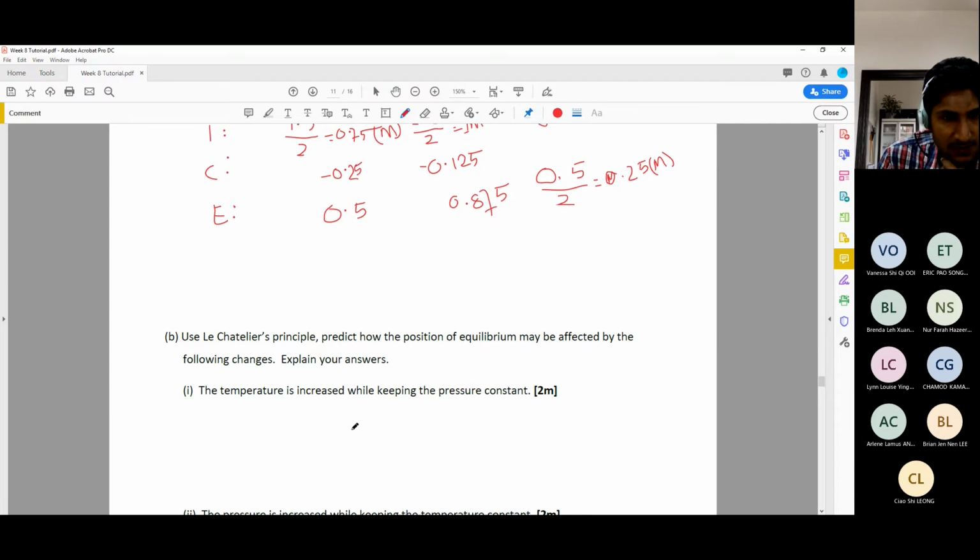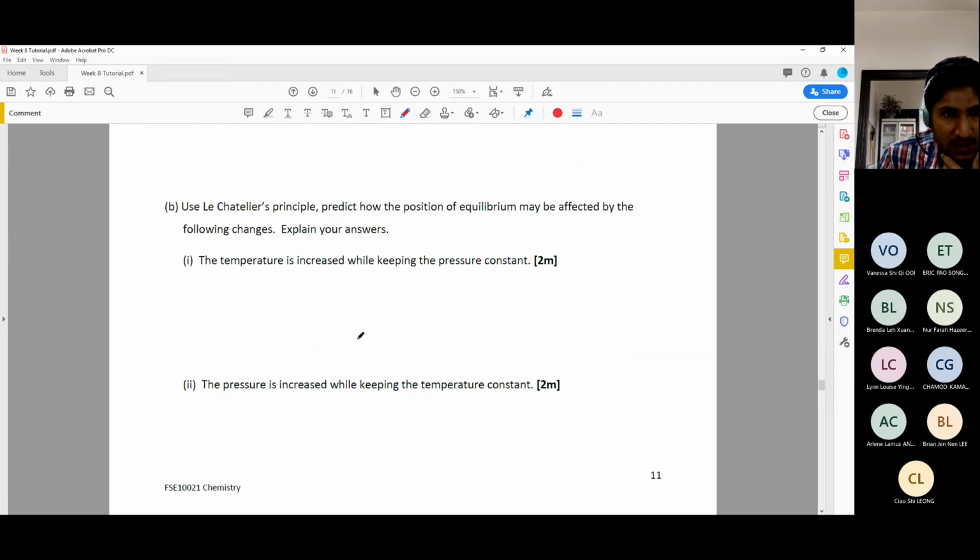No shortlist principle to affect, explain your answer. So these are the descriptive type questions. So you have to explain. It's just not, sometimes students say increase or decrease or no change.